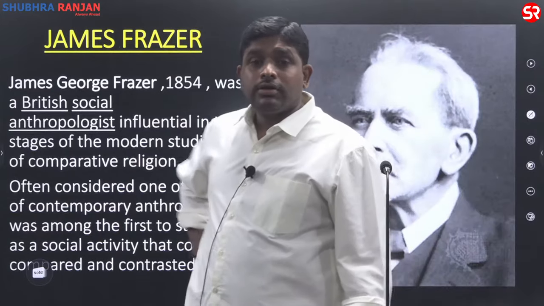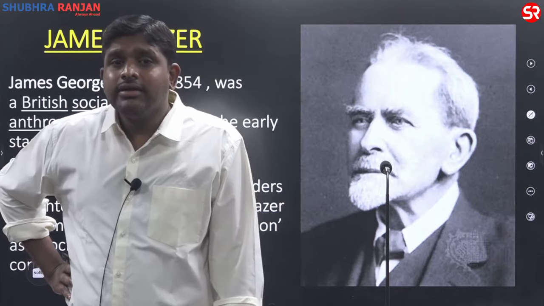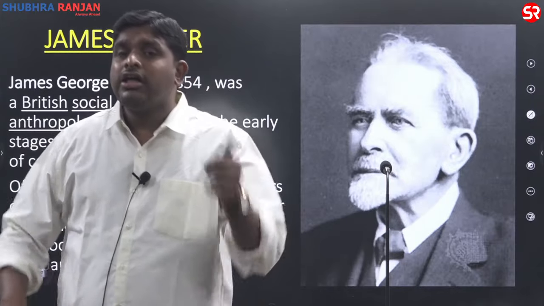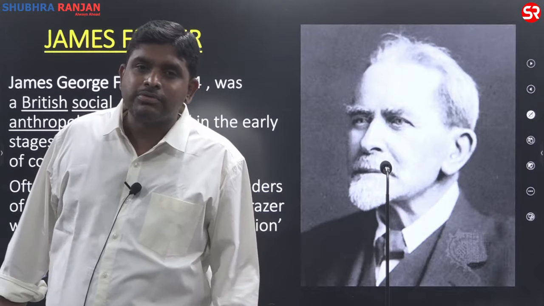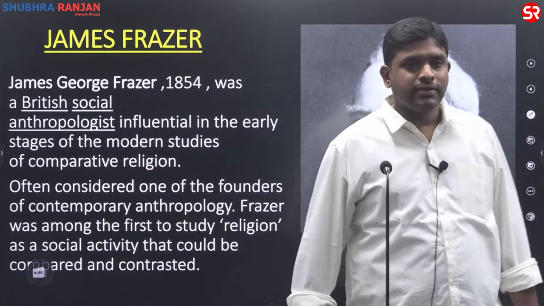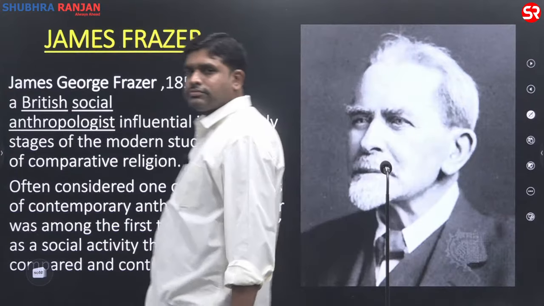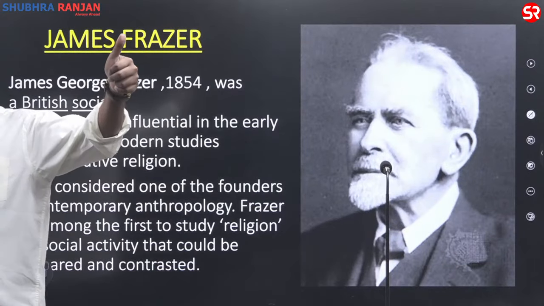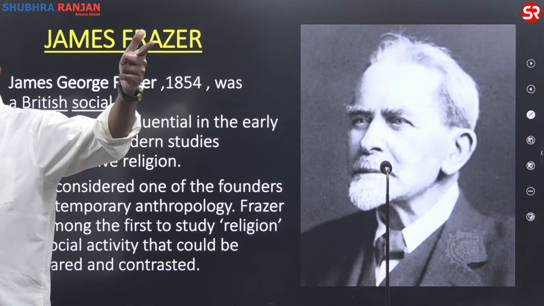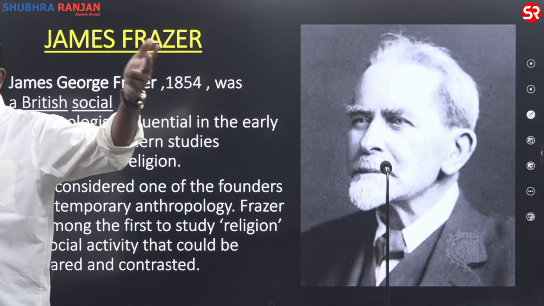We discussed classical evolutionism, its contributions, and the criticism of classical evolutionism: criticism of E.B. Taylor, criticism of Henry Morgan. Now we will discuss James Frazer. First, we understood classical evolutionism contributions. Then we understood E.B. Taylor. Then we understood Henry Morgan. Third is what?